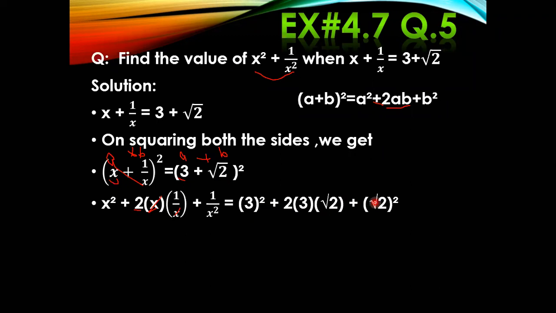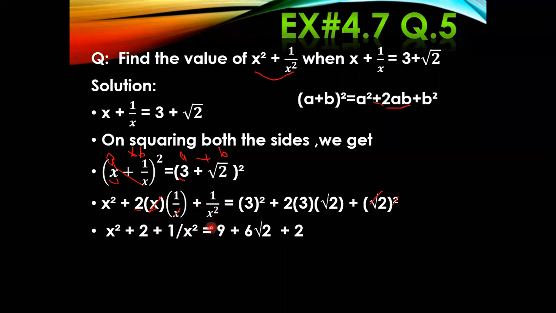And what about this one? Okay, this is the square and this is your square. So this square will be cancelled with this square root. So what will be left in the next step? Okay, this x square, copy it as it is, then plus, then only 2, because what is left here? 2 and 1. So 2 multiplied by 1 will become 2, and then plus 1 upon x square.